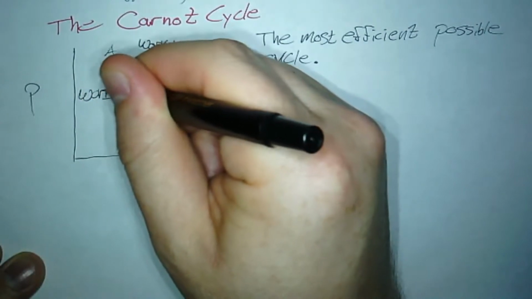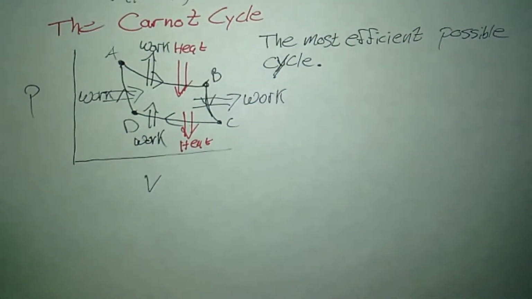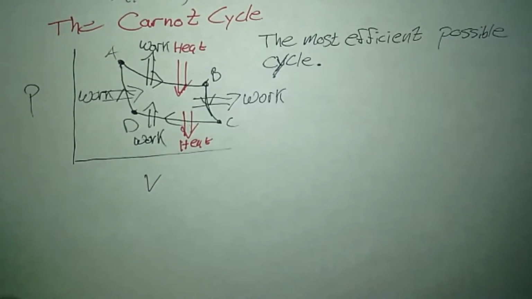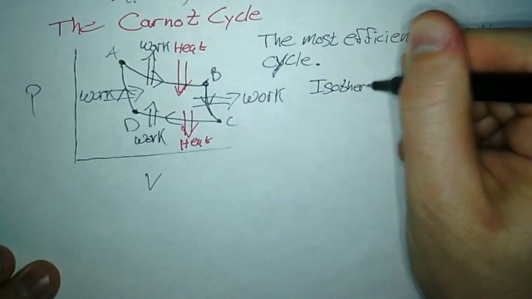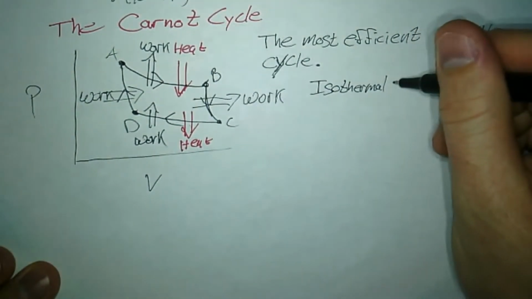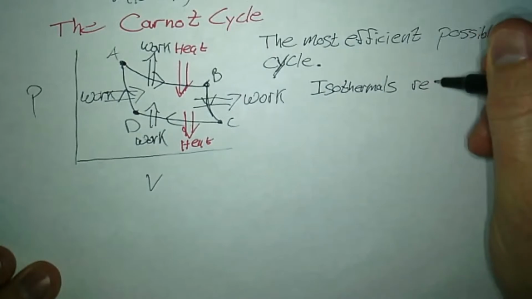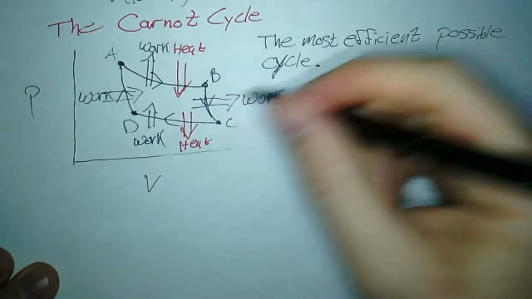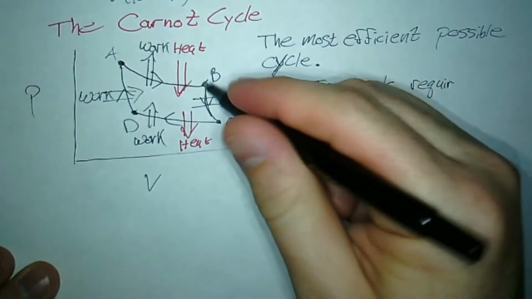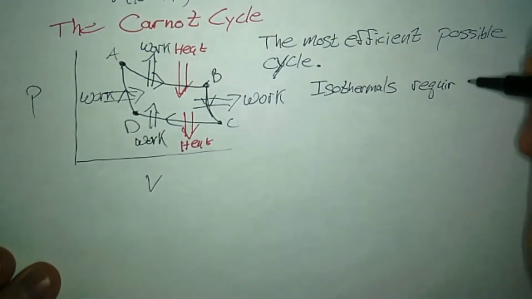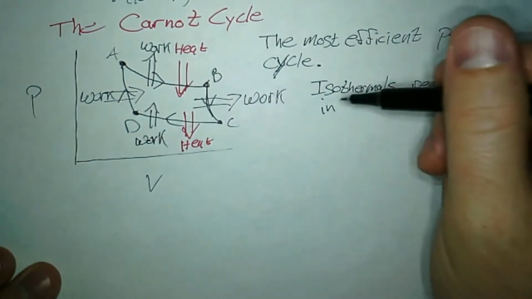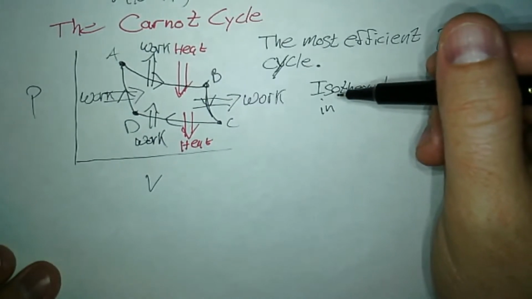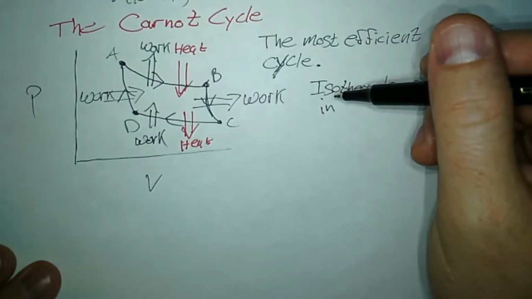And this one, work is being done on the gas because the volume is decreasing. But there's no heat exchange on these sides. Now, I'm just writing down that isothermals require an infinite amount of time. To have a process that you exchange no heat in, but your temperature is different at these two points, you actually have to have it happen instantaneously. So we can approximate this, but we can never actually do it.